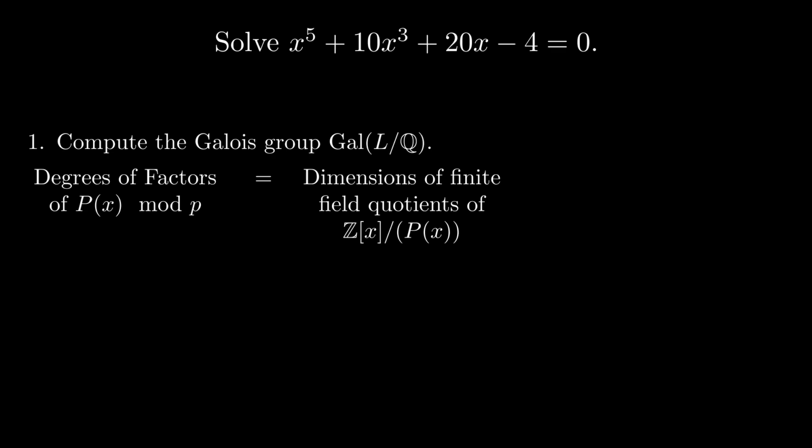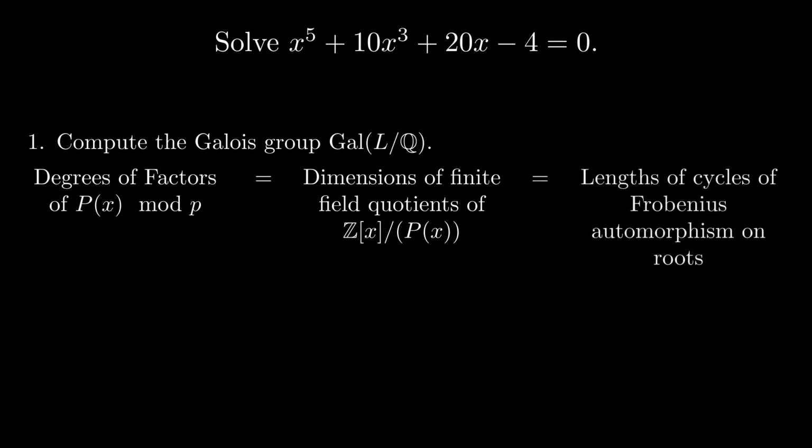And then each of these factors are finite fields, and the Galois group of a finite field is cyclic generated by the Frobenius endomorphism, or raising everything to the pth power. The order of this on any finite field is equal to its dimension over z mod pz, so the Frobenius endomorphism acts as cycles equal to those dimensions.